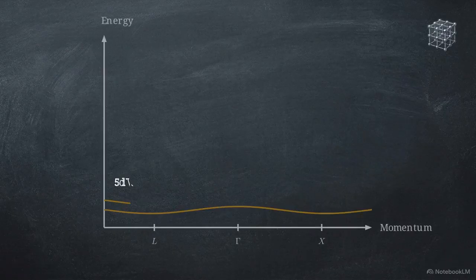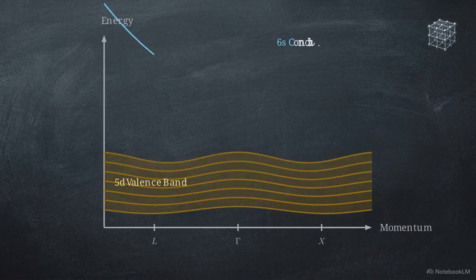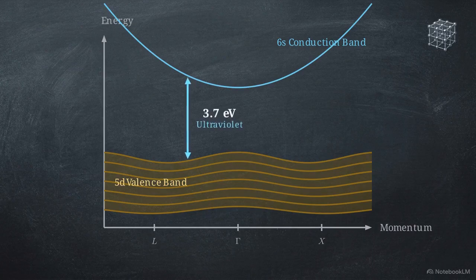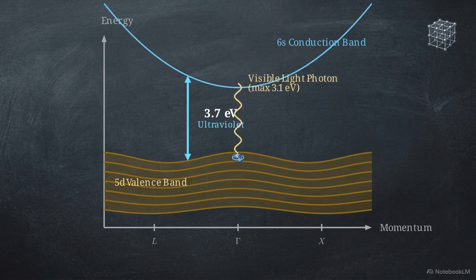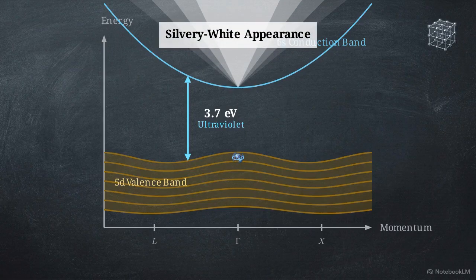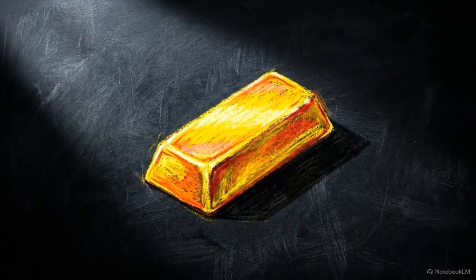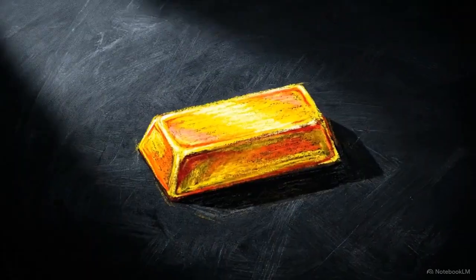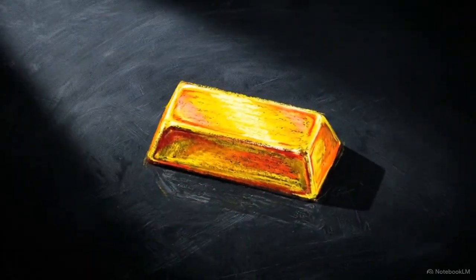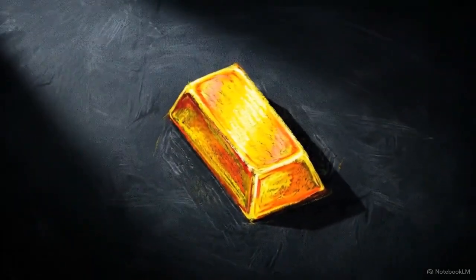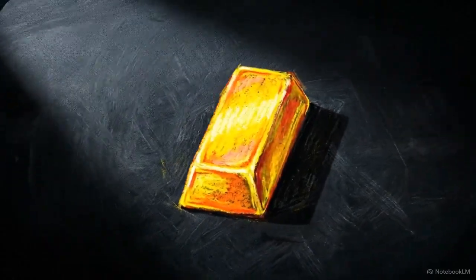This diagram maps gold's non-relativistic band structure. Notice the massive 3.7 electron-volt gap separating the 5D band from the conduction band, pushing absorption deep into the ultraviolet. Visible light lacks the energy to cross this gap, so the metal uniformly reflects all wavelengths, appearing silvery white. We know empirically that gold is vividly yellow. The standard quantum mechanical prediction fails completely, exposing classical electrodynamic assumptions as mathematically incomplete.